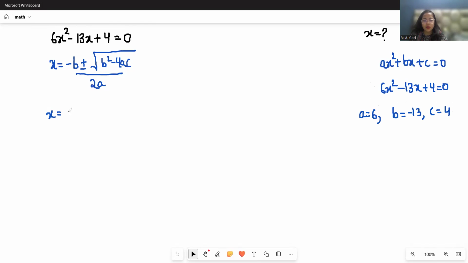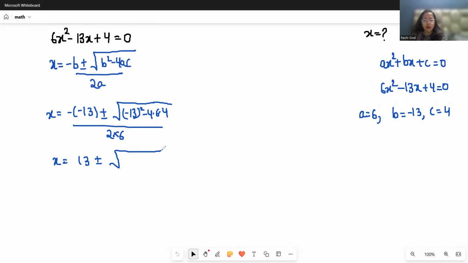So x is equal to -(-13) ± √((-13)² - 4 times 6 times 4) by 2 times 6. So x is equal to 13 ± √(169 - 96) by 12, since (-13)² is 169 and 4 times 6 times 4 is 96. So x is equal to (13 ± √73) / 12.